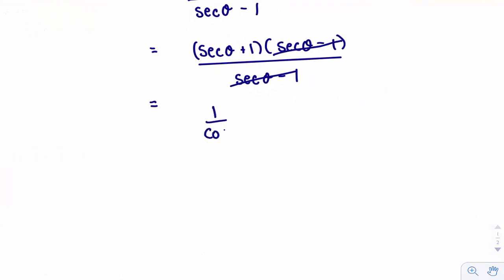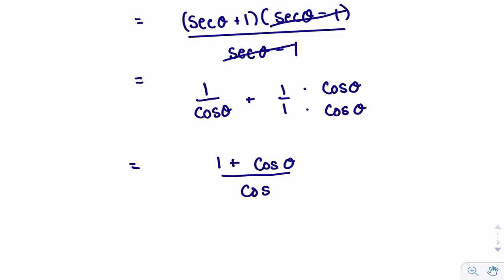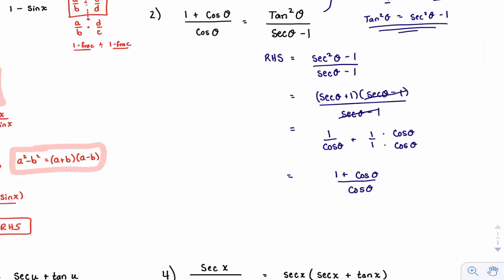So that's 1 over cosine theta plus 1 over 1, because I'm going to make that a fraction. And I'm going to get a common denominator. So now we're in terms of cosine, getting common denominators, things like that. So we now have 1 plus cosine theta over cosine theta. And again, you're trying to get that on the left-hand side, and we now have it. So we are good. Actually, I should just say it equals the left-hand side.